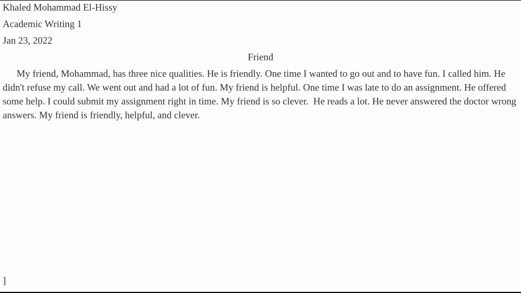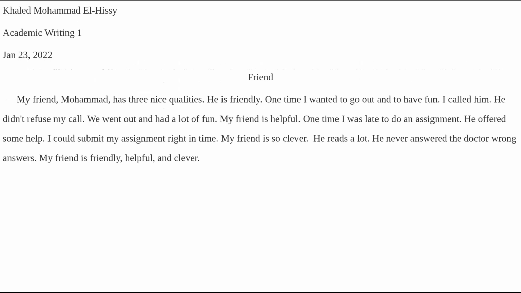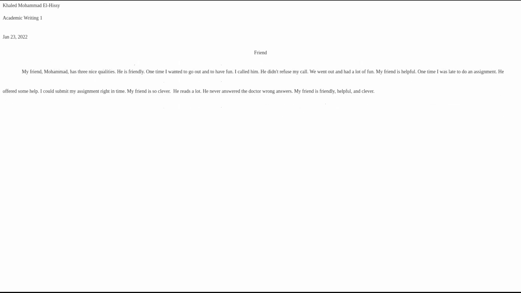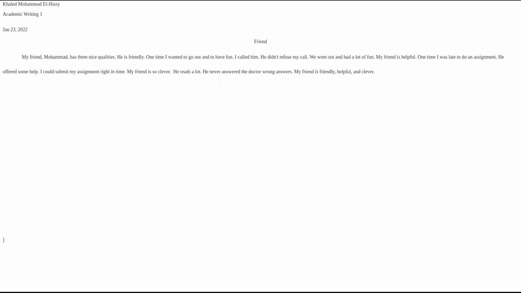Then we do the double spacing. I don't think it is found here. Okay, here is the double spacing. It must be to the size of the font. Okay, this is enough. It is a short paragraph, but it is enough.